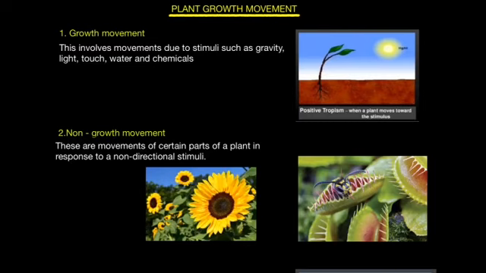So in plants, there are two types of movement. The first one is the growth movement, and the second one is a non-growth movement. Now, the plant's growth movement is referred to as tropism. And the non-growth movement is also referred to as nastic movement.